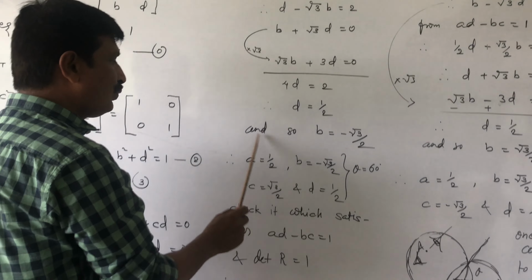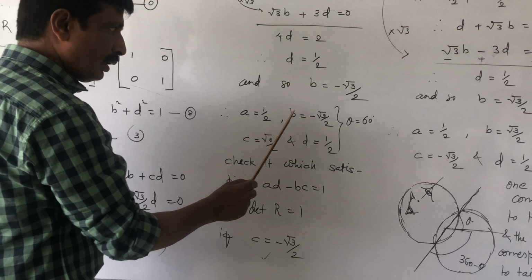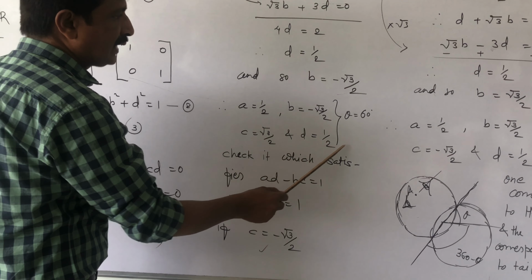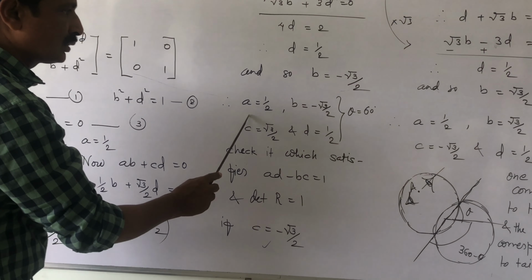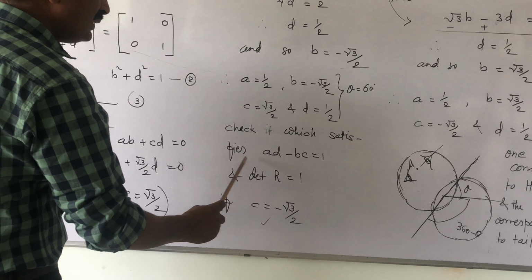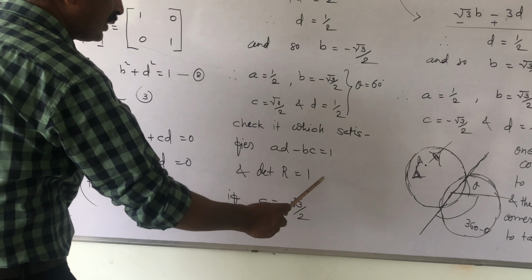So we have A equal to half, B equal to minus root 3 by 2, C equal to root 3 by 2, and D is half, for theta equal to 60: cos theta, minus sin theta, sin theta, cos theta. Check it, which satisfies AD minus BC is 1, and determinant R equal to 1.